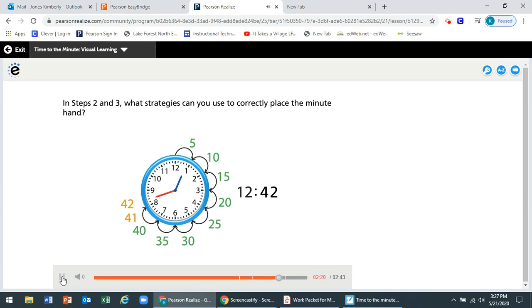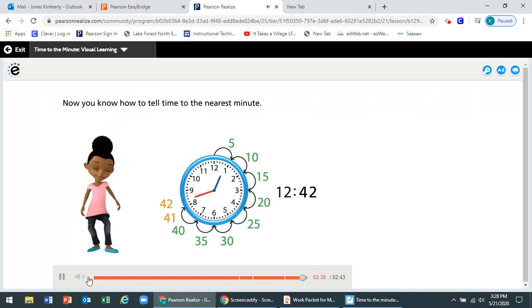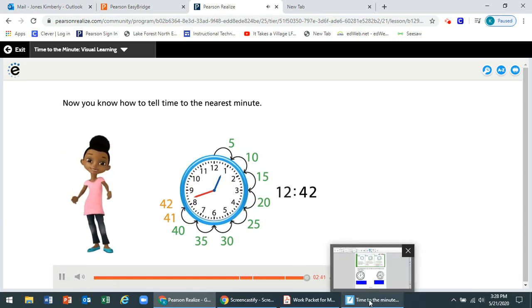In steps 2 and 3, what strategies can you use to correctly place the minute hand? Think about the strategies that they've given you in this video to determine how you would place this minute hand correctly on the clock. Count by fives from the 12 to the 8, and then count by ones to show 42 minutes after 12. Now you know how to tell time to the nearest minute.